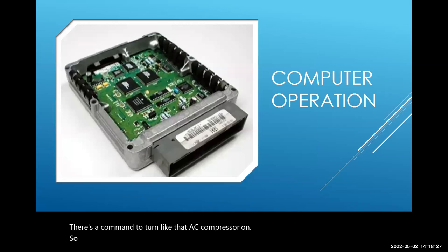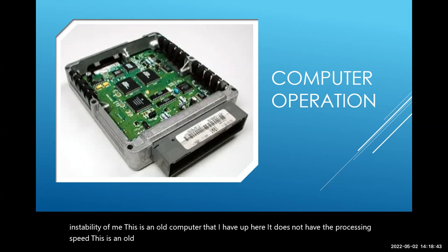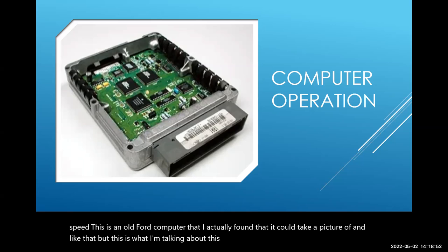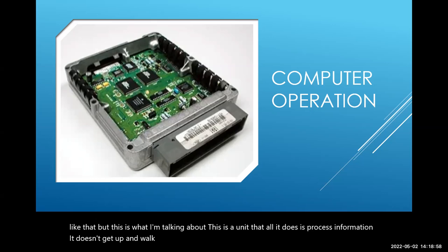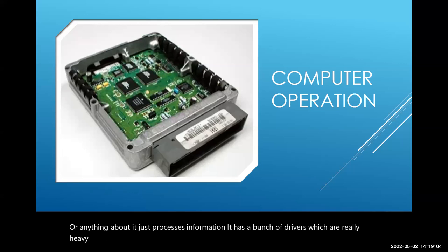So let's get a little bit into the computer operation. Believe me, this is an old computer that I have up here. It does not have the processing speed. This is an old Ford computer that I found and could take a picture of. This is what I'm talking about. This is a unit that all it does is process information. It doesn't get up and walk around or anything. It has a bunch of drivers, which are really heavy duty transistors that have a heat sink to keep them cool when they are turning things on and off.